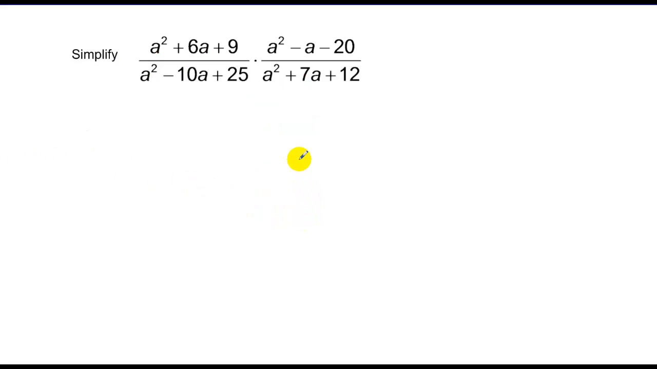So in this case, notice all the a squareds look just alike. You would think we can just reduce these top and bottom, but no go, because we have all the additions and subtractions. So I need to factor these so that I can reduce common factors top to bottom. Again, since it's a multiplication, I don't need a common denominator.